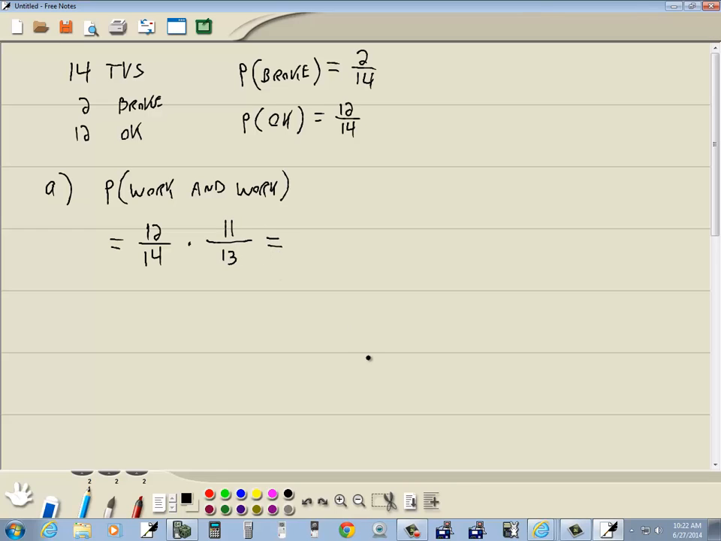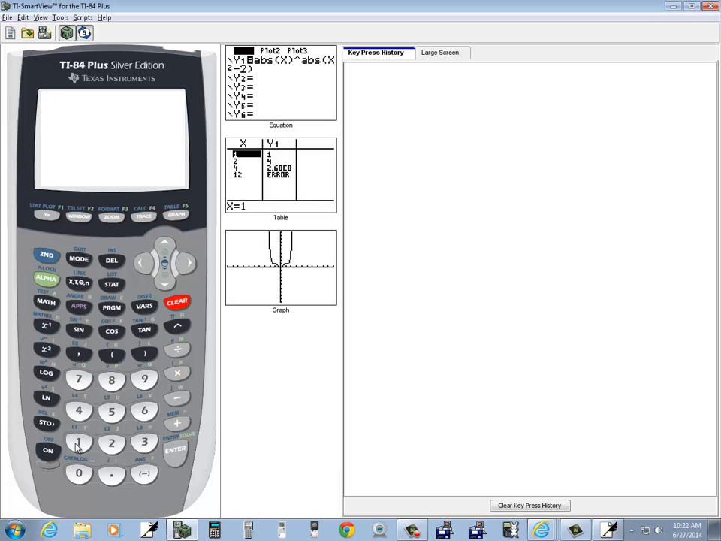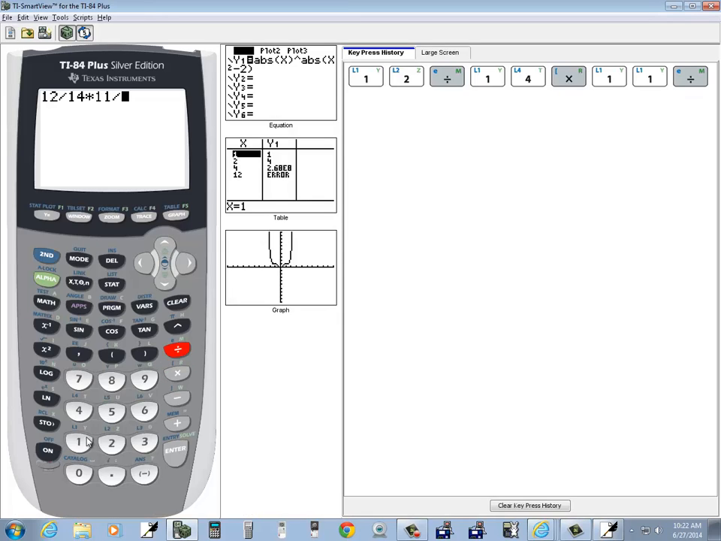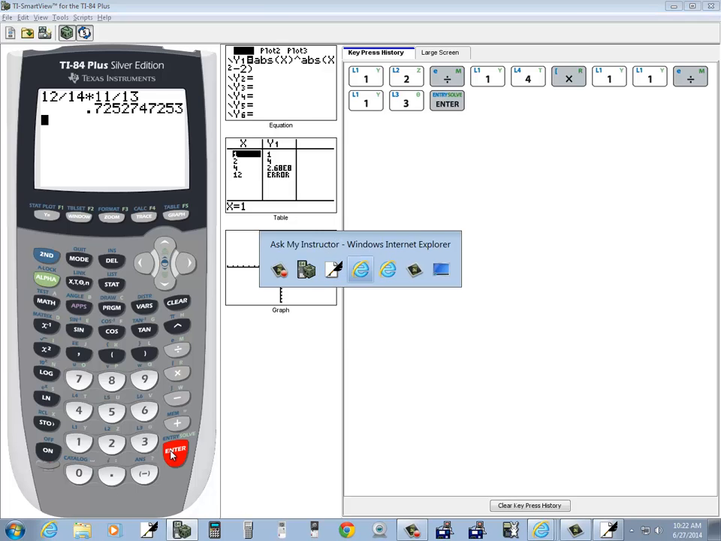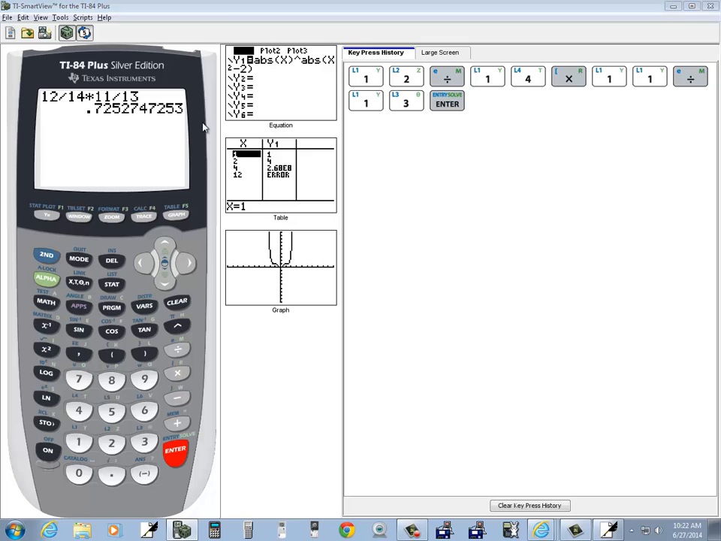So let's plug that into our calculator and see what we get. So 12 over 14 times 11 over 13. Enter. See if it wants decimals or what it wants exactly. Round to 3 decimal places. 0.725.